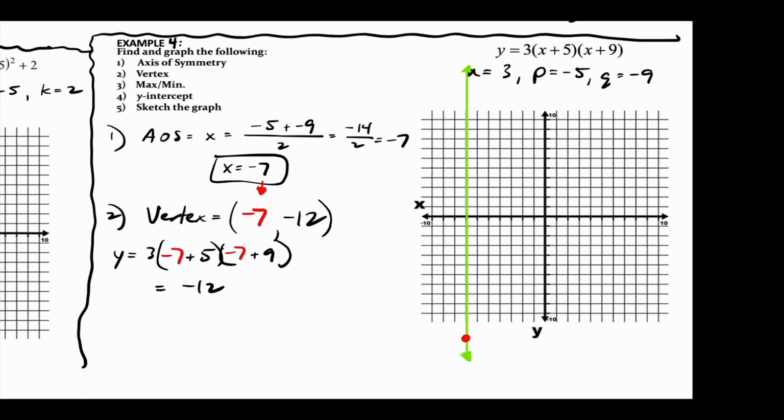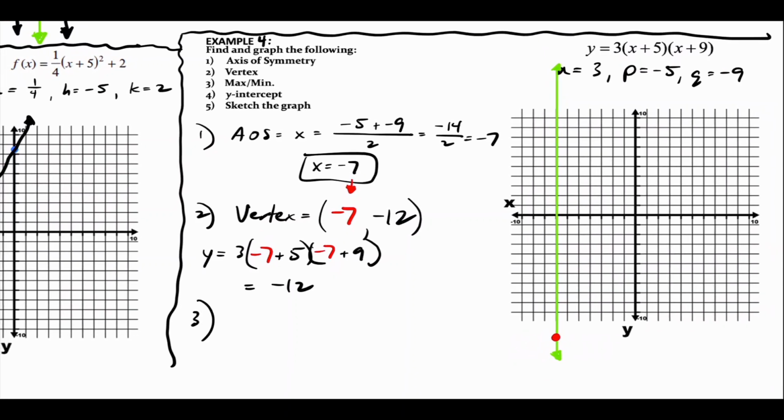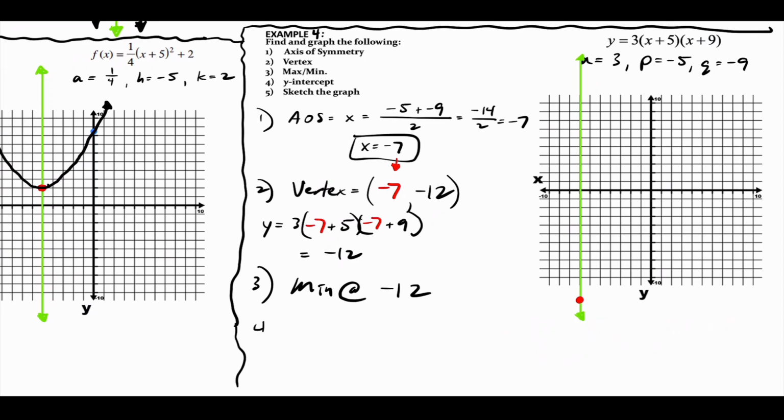Okay, so far I got A, P, and Q. Found the axis of symmetry was -7. Plugged it back into the vertex, -12. So that red dot that's just off the graph is going to be a minimum because A is positive. Okay. Last thing, y-intercept. Always starts with 0.